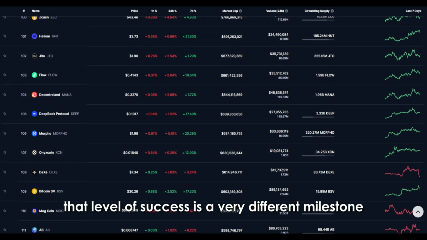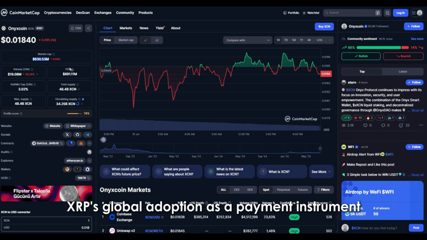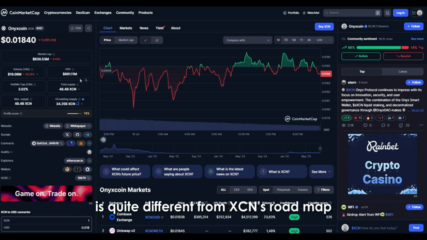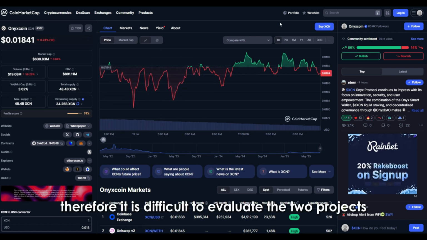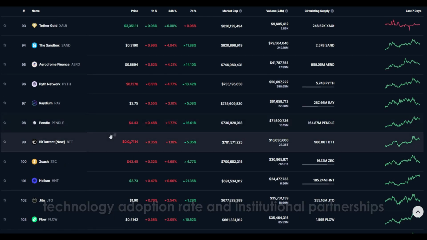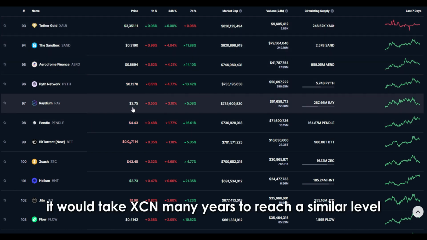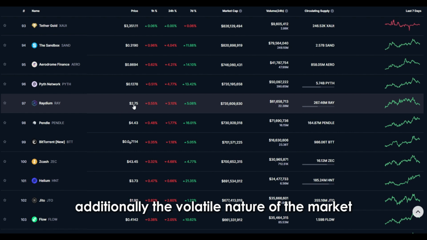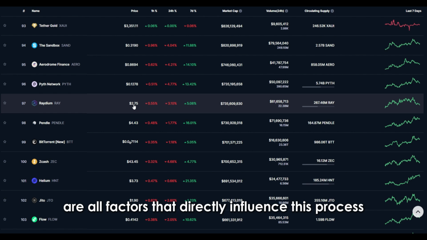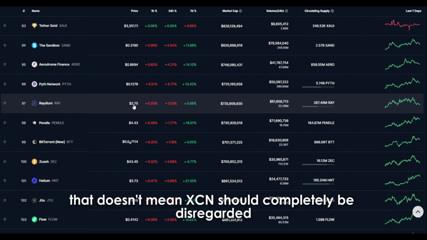However, that level of success is a very different milestone than reaching XRP's current position. XRP's global adoption as a payment instrument and Ripple's vision to integrate into the international financial system is quite different from XCN's roadmap. Therefore, it is difficult to evaluate the two projects on the same playing field. Considering XRP's legal framework, technology, adoption rate, and institutional partnerships, it would take XCN many years to reach a similar level. Additionally, the volatile nature of the market, regulatory pressures, and investor trends are all factors that directly influence this process.